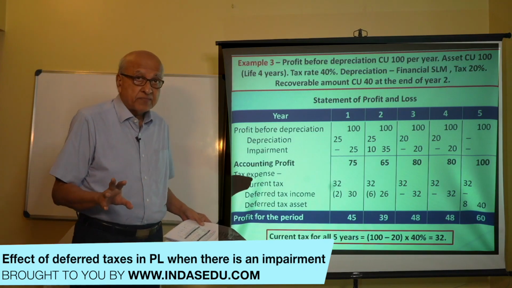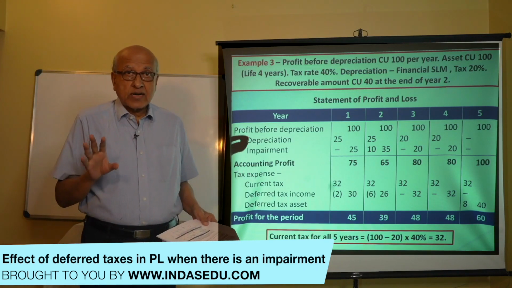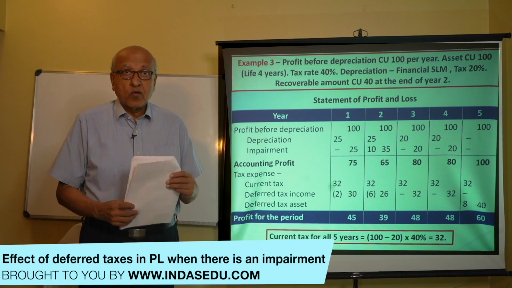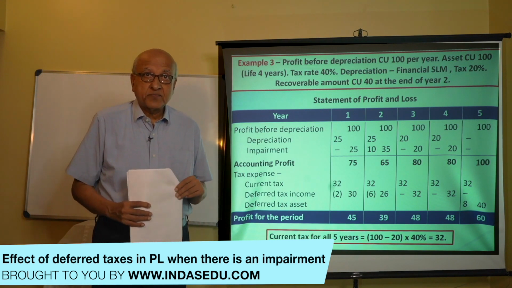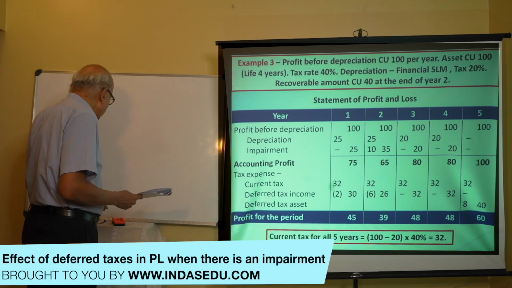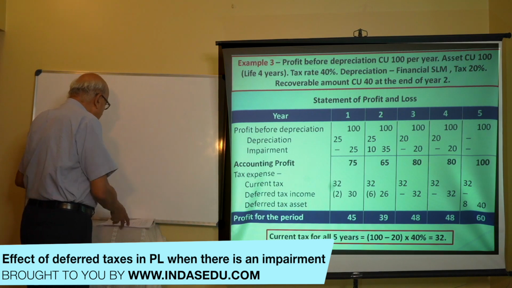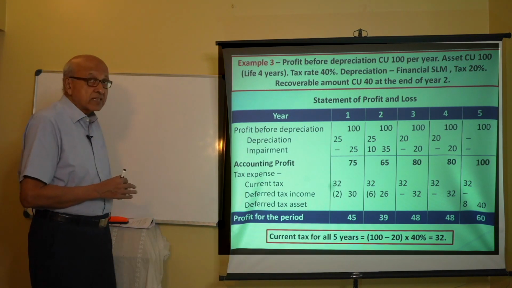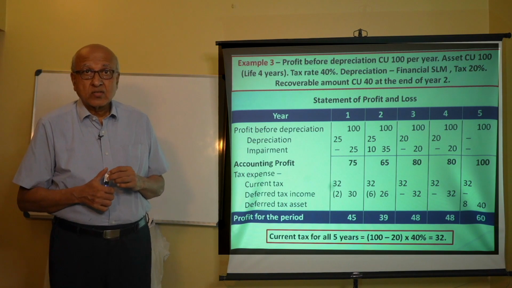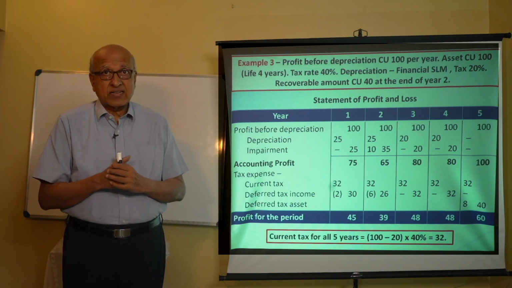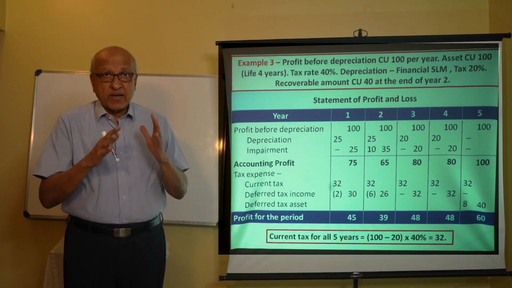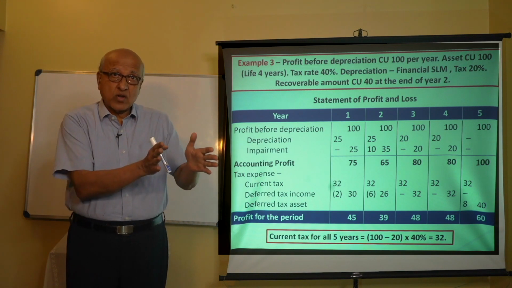Before we start, we need to understand certain things. When there is an impairment, what happens? It reduces the cost, the carrying amount of an asset. Impairment, because it is brought down to the recoverable amount.